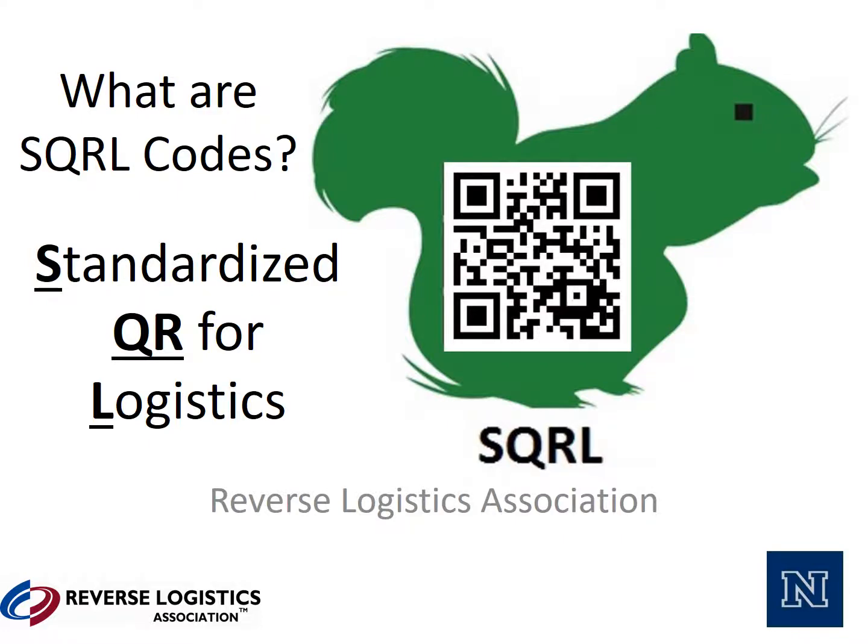What are SQRL codes and why should you use them? SQRL stands for Standardized Quick Response for Logistics and were developed by members of the Reverse Logistics Association. SQRL codes are a new format for storing large amounts of supply chain data in a small format.